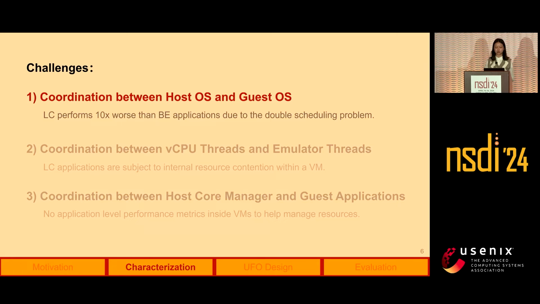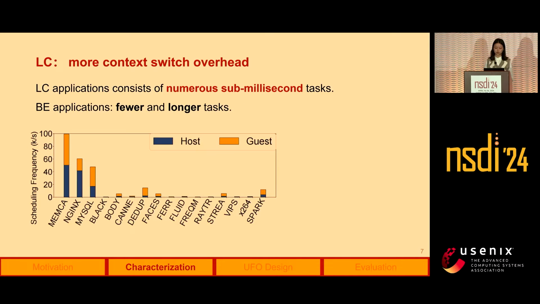The first level is coordination between host OS and guest OS. To understand why previous studies don't work with LC, we need to characterize the differences between LC and BE applications. The first thing is that LC applications are comprised of numerous sub-millisecond tasks, but BE applications typically consist of fewer and longer tasks. This leads to the problem that LC applications have more context switching overhead. As the figure shows, we experiment with Spark and 12 applications from the Parsec benchmark suite as BE applications. The total scheduling frequency of LC applications is up to 1,000 times higher than BE applications.